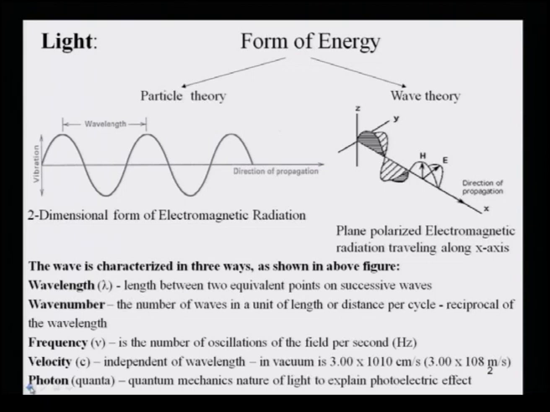Independent of wavelength, in vacuum the velocity of light is considered as 3 into 10 to the power 10 centimeters per second, or it can again be called a photon or quanta. The quantum mechanical nature of light, to explain the photoelectric effect, is where the photon term is used. Most popularly we talk about the wavelength or the frequency. The wave number and velocities are not so frequently used when referring to different radiations of electromagnetic radiation.